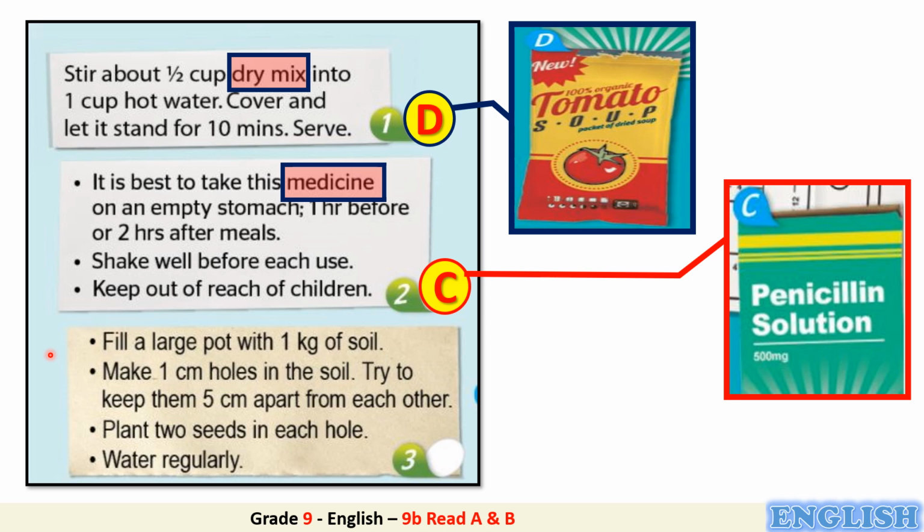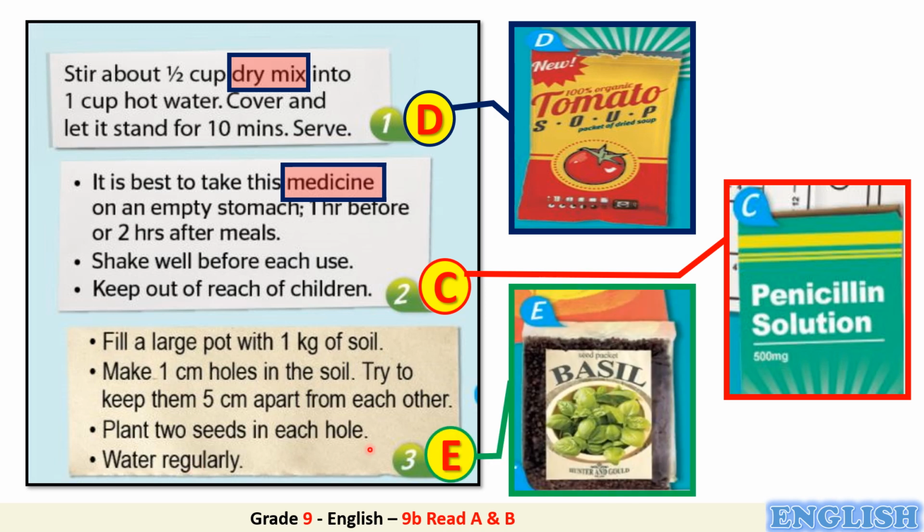Number 3. Fill a large pot with 1 kilogram of soil. Make 1 centimeter holes in the soil. Try to keep them 5 centimeters apart from each other. Plant 2 seeds in each hole. Water regularly. The picture that matches this instruction is E.